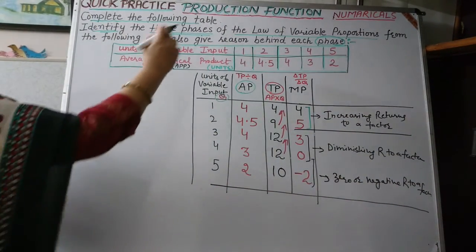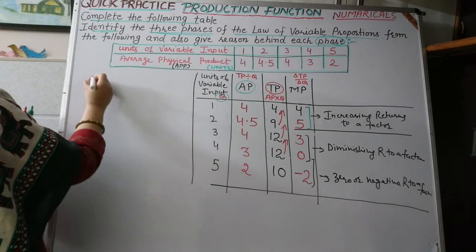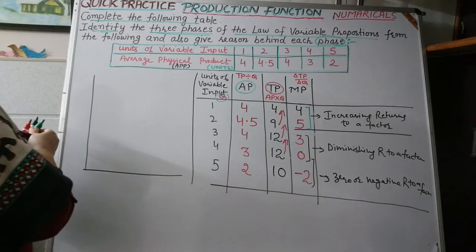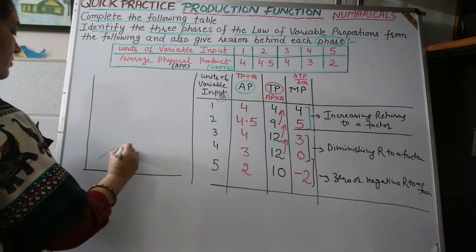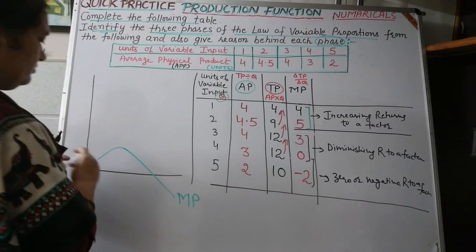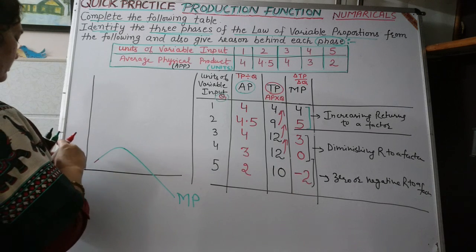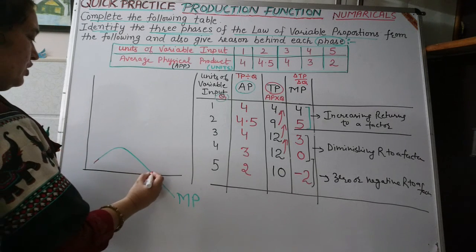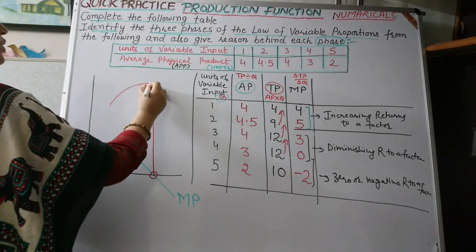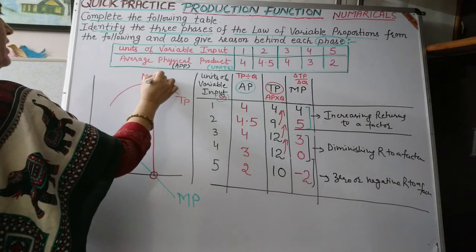And now we have to give reasons also. For that I am preparing the different curves of the law of variable proportion. This is marginal production, and where marginal production is 0, total production will be maximum, TP.